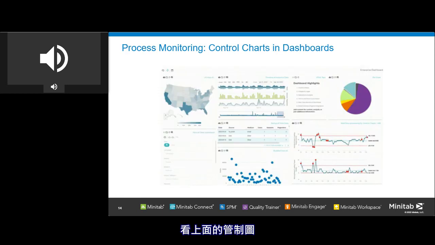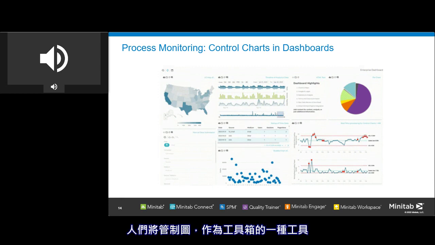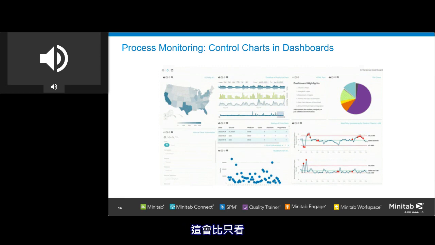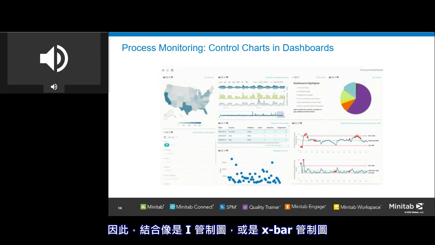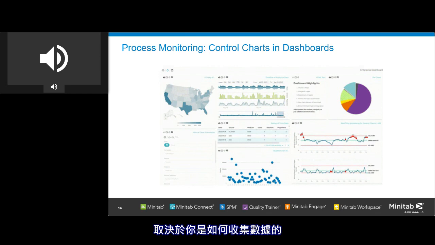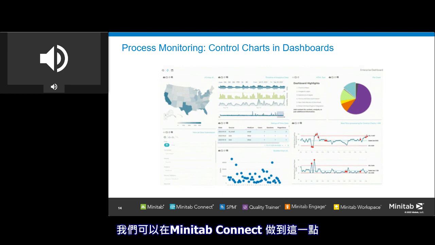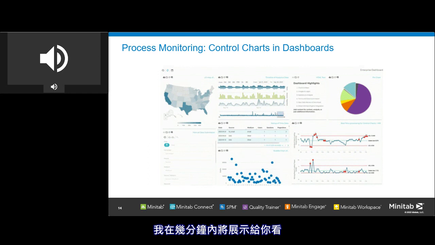The next place you see control charts, and I'm seeing this pop up more and more, is in dashboards. As a complement to business intelligence dashboards, people are adding control charts as another tool in their toolset. This is smart, because if you're looking at data over time, this is a little bit more powerful than just looking at a time series plot. Incorporating things like I charts, X-bar R charts, depending on how you're collecting the data, or P charts actually complements a business dashboard quite nicely. We can do these in our Minitab Connect solution, and I'll show you these in just a minute.